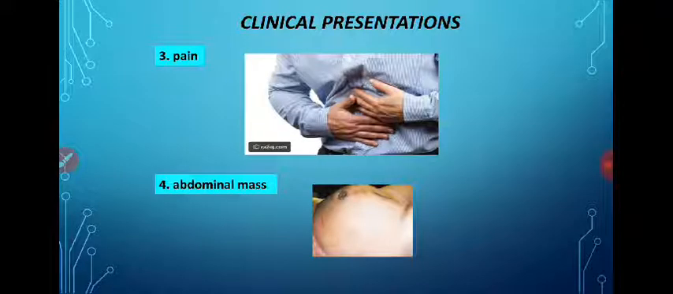Pain. The patient may present with pain in the central abdomen, back, iliac fossa, loin or groin regions, best described as a feeling of rupture. Abdominal mass, often palpably pulsating, that simulates a tumor.